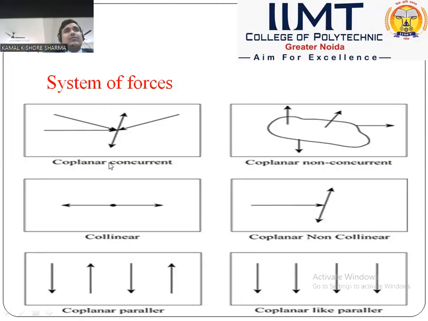So there are systems of force. These are coplanar forces, like in the same plane. Non-coplanar means forces in different planes. Coplanar but non-concurrent. Forces are coplanar and concurrent. Forces are coplanar but their origins are at different points. These are called non-concurrent. And here is collinear force in the same line. Coplanar and parallel force. So forces like parallel and unlike parallel.